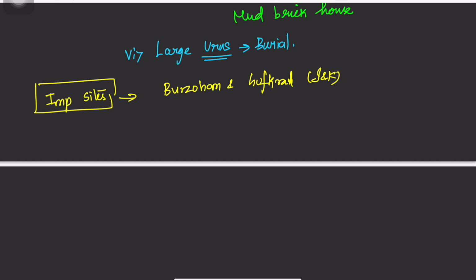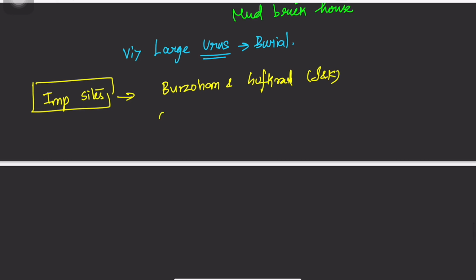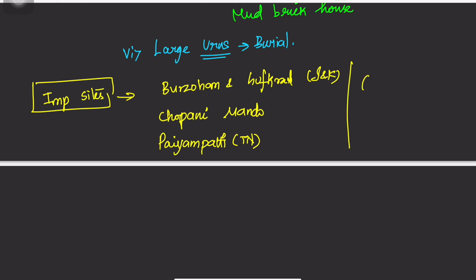Okay, then Chopani Mando, then Paiyampalli, which was located in Tamil Nadu. Then Garo Hills, this is also the first time for northeastern sites. Garo Hills in Meghalaya. Okay, these are all the important sites you have to remember for Neolithic.